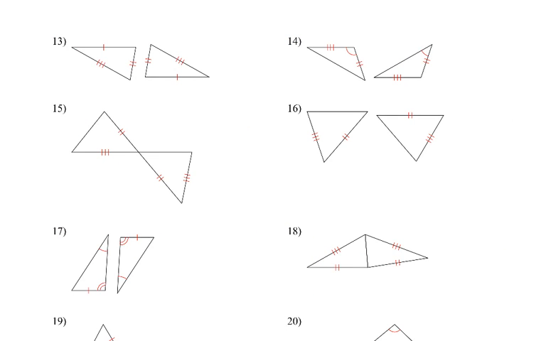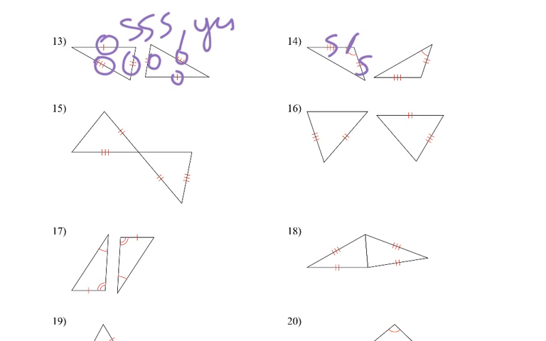Alright, so let's just keep trucking. So now we've got 1, 2, 3, 1, 2, 3, that's the easy one. Yes by side, side, side. 14, we've got a side, and an angle. Oh, it looks like side, angle, side, but look, we've got 2 sides, then an angle. They don't match up, so not congruent.